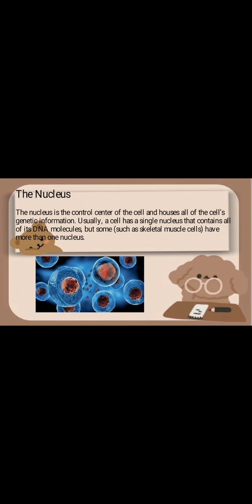In animal cell parts, we have the nucleus. The nucleus is the control center of the cell and houses all the cell's genetic information. Usually, a cell has a single nucleus that contains all of its DNA molecules, but some, such as skeletal muscle cells, have more than one nucleus. The nucleus protects the cell's DNA while controlling all the cellular activities such as cell division, growth, protein production, and cell death.